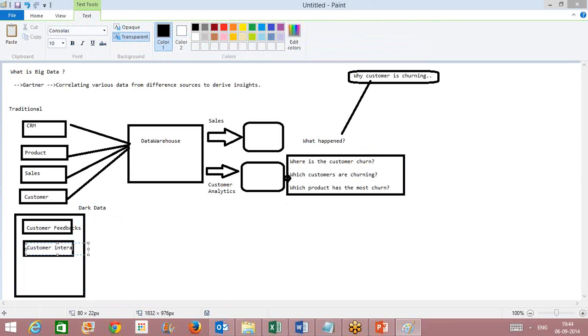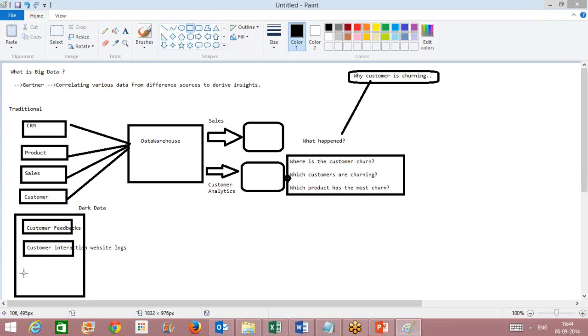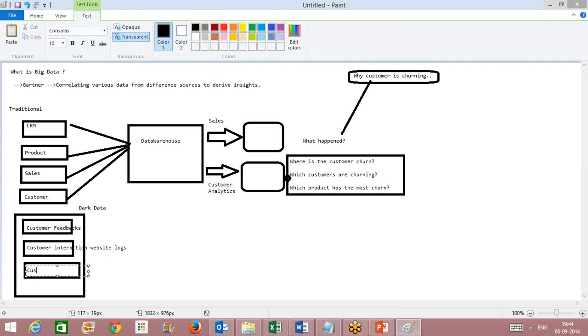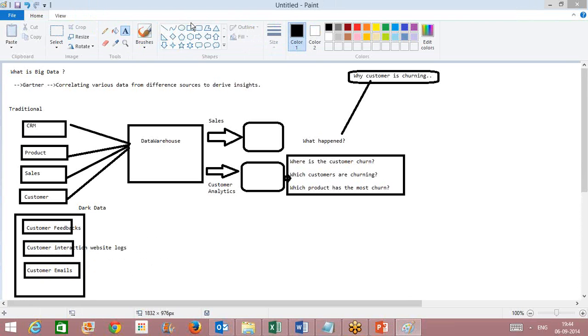So you have websites where the customer is interacting, and that is the website logs. Then we have data from their customer emails, because I'm just focusing on the customer today, so that is the reason I'm just looking at a very focused one. So customer emails, call center logs. So these are all dark data.